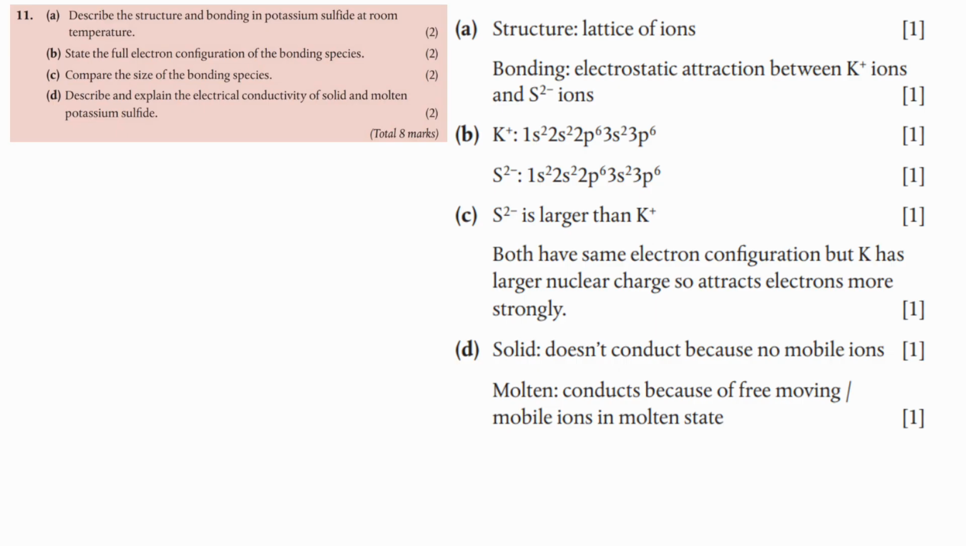And then finally it says describe and explain the electrical conductivity of solid and molten potassium sulfide. We've talked about this a few times. Remember, with ionic compounds, when it's a solid, it is not going to conduct electricity because there are no mobile ions to carry that charge. And then when it's molten, it is going to conduct electricity because now it has mobile ions when it's in that molten state.